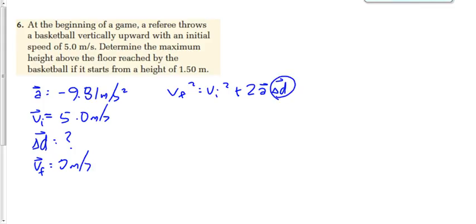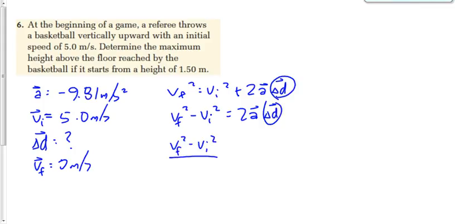Solving for delta D, you got to get rid of what's not attached first. That's the VI. So we take it over by subtracting. VF squared minus VI squared equals 2AD. Then we get rid of what is attached, which is the 2 and the A. VF squared minus VI squared over 2A, which is multiplied by D, so we take it over by dividing, equals delta D. VF is 0. VI is 5 squared over 2 times negative 9.81.